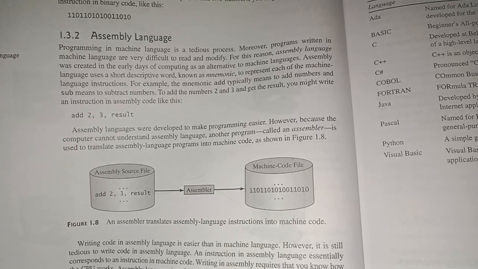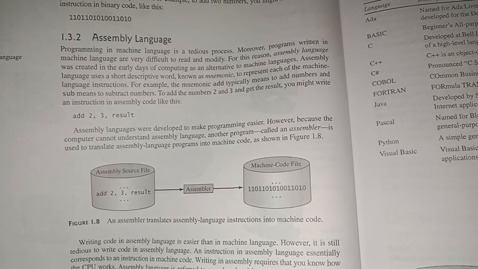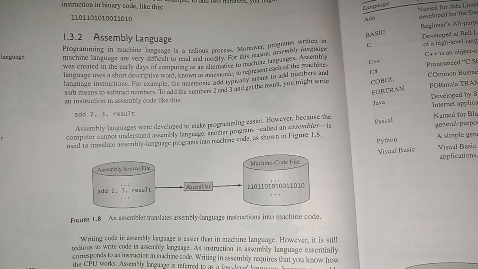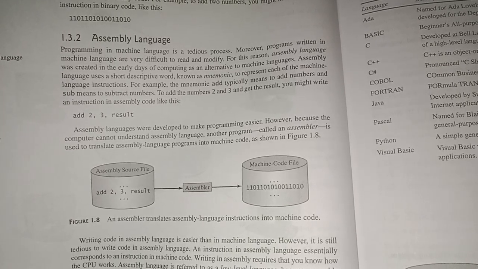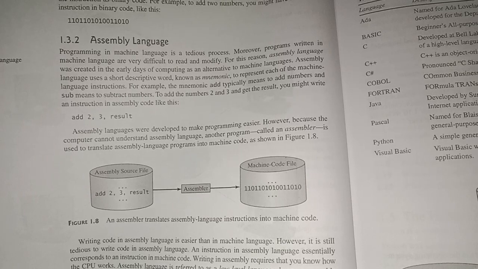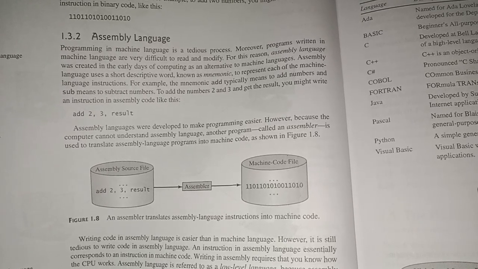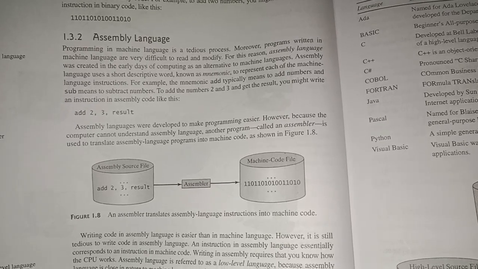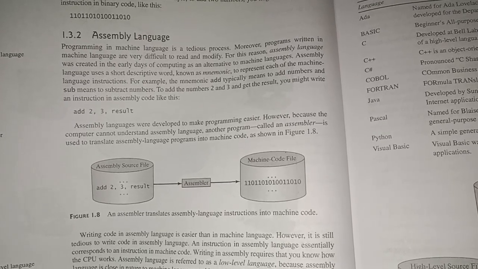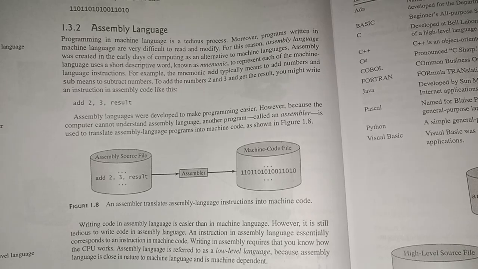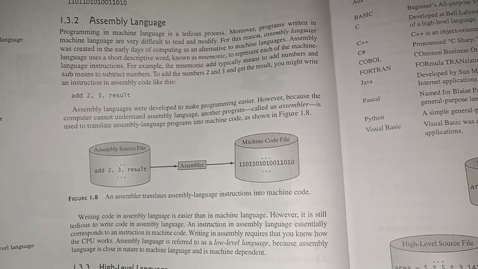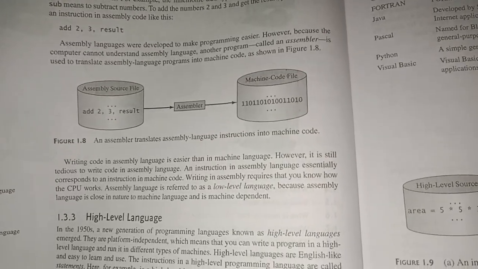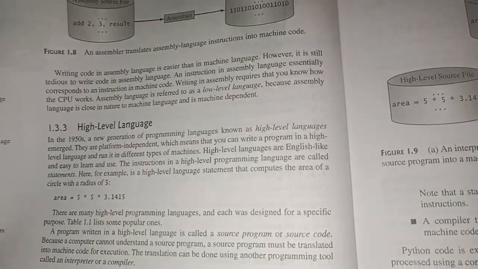Assembly language uses short descriptive words known as mnemonics to represent each of the machine language instructions. For example, the mnemonic add typically means to add numbers and sub means to subtract numbers. To add the numbers 2 and 3 and store the result, you might write an instruction in assembly code.